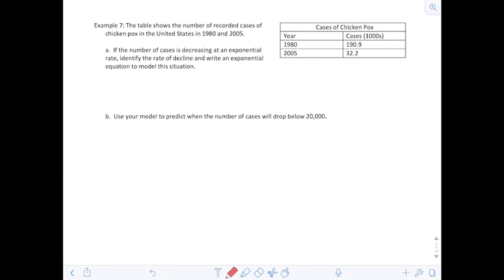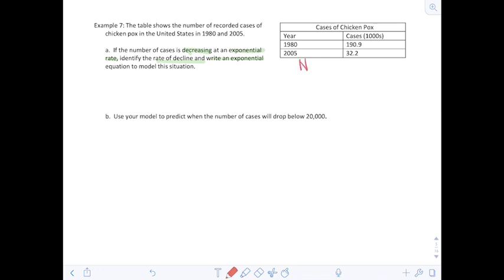Okay, last question on these notes, example 7. So now we're going to take our data from a little different venue. We have a table that we're going to have to interpret. It says the table shows the number of recorded cases of chickenpox in the United States in 1980 and 2005. So A says if the number of cases is decreasing at an exponential rate, identify the rate of decline and then write an exponential equation to model this situation. So this is exponential decay. We're not talking about money.